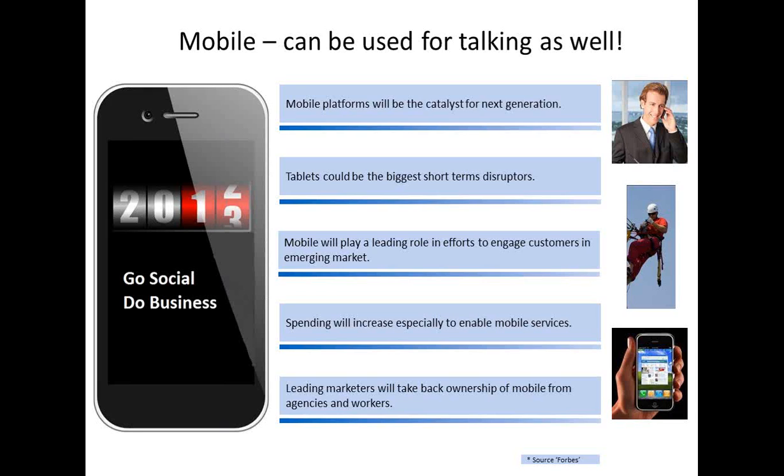Spending will increase, especially to enable mobile services, which means you need to nurture your working relationship with IT. It is very important that IT and business are aligned and work hand in hand to ensure that whatever applications and business processes they are trying to automate are implemented not only for desktop browsers but also for mobile devices.